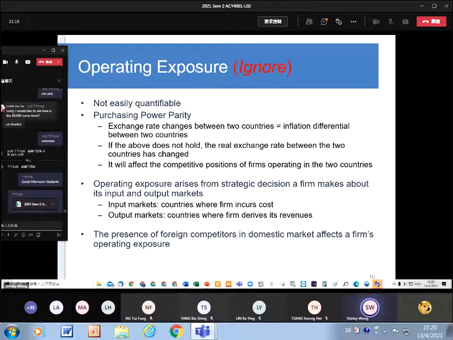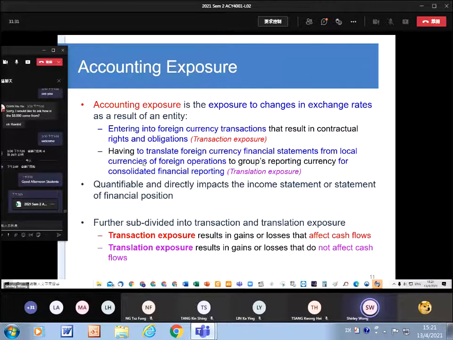Okay, remember that for operating exposure, we'll ignore it because it is talking about purchasing power parity: whether, when the exchange rate changes, it will restrict your purchasing power or not. So we will ignore this. Okay, so we have just gone through a slide talking about foreign exchange exposure. When the company uses foreign currency to buy or to sell things, finally it will need to settle the amount in foreign exchange.